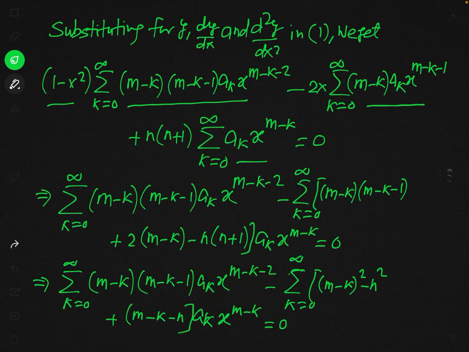And the last term is plus n into n plus 1 y, and y has been defined like this. So this is equal to 0. Now actually we will arrange these terms in a particular manner for the particular power of x. So you can see, when we multiply by 1 to the first term, the term will remain the same. So 1 into m minus k into m minus k minus 1 ak x to the power m minus k minus 2, this term remains the same.